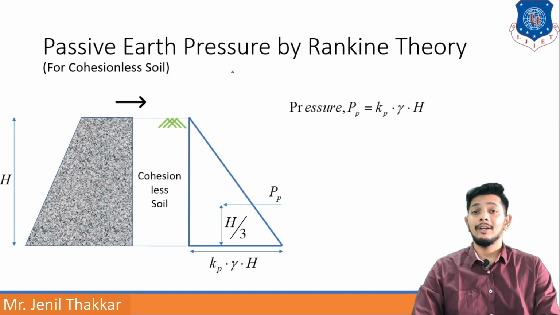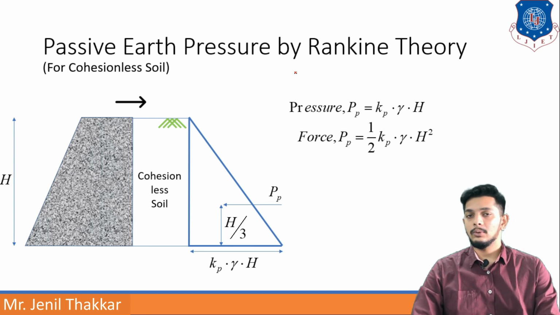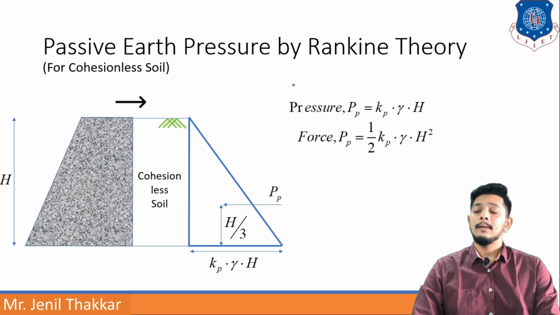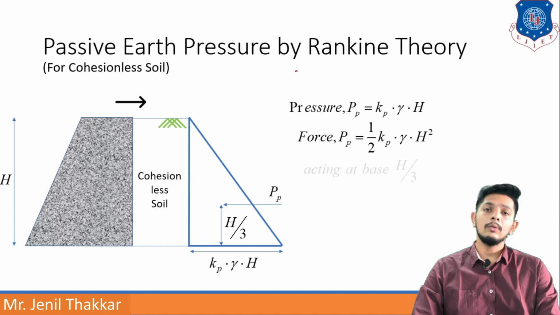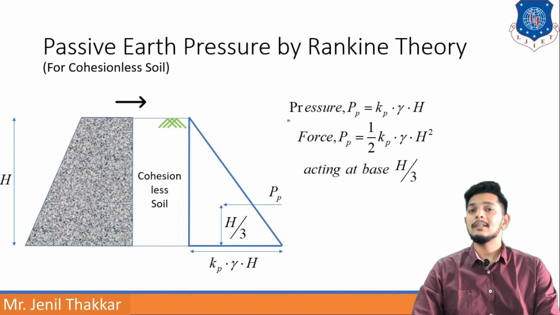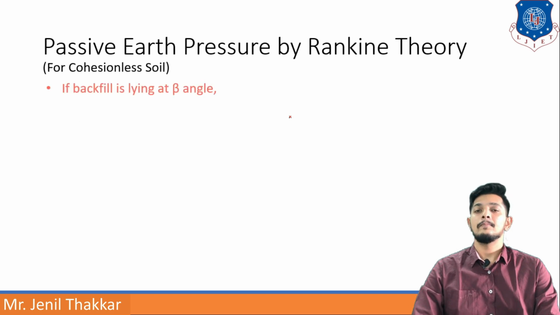So if we want to find out pressure force, pressure will be Pp, Kp into gamma into h, and pressure force will be 1 half base into height, 1 half Kp into gamma into h into height h. So it will be half Kp gamma h square. So this is the basic idea of passive earth pressure. It is similar to active earth pressure. Let us move forward. It will act at h by 3 height.